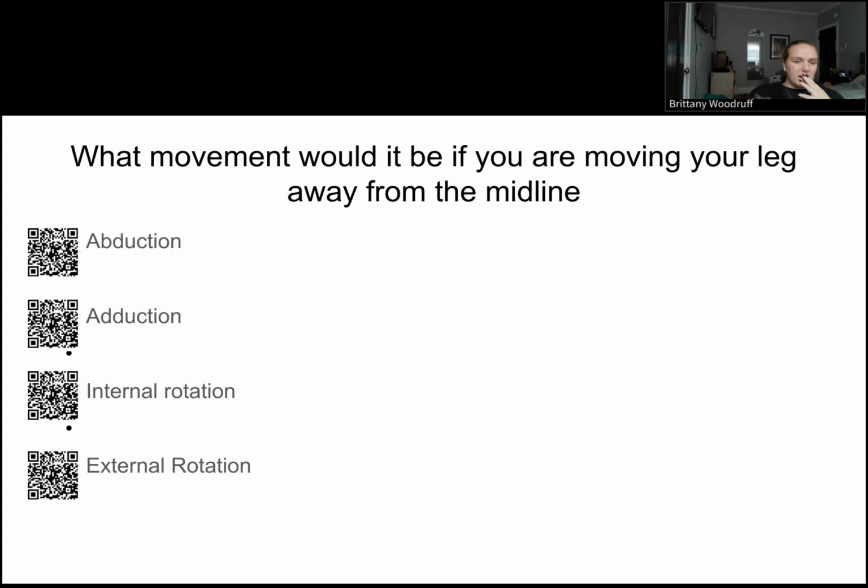Moving away from the midline, that is just going to be abduction. Adduction would be adding to the midline, so you're bringing things towards the midline. Internal rotation, you're spinning towards the midline. External rotation, spinning away from the midline. Like doing a motion with my arm and you guys can't see. So internal rotation, spinning towards the midline. External rotation, spinning away from the midline, right? Abduction, taking away from the midline. Adduction, adding to the midline.